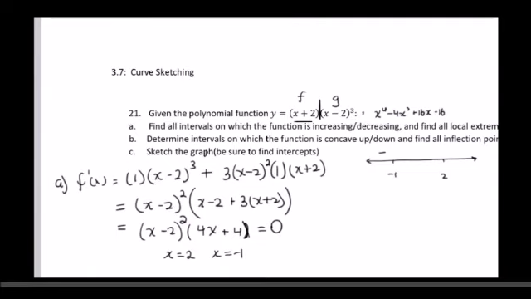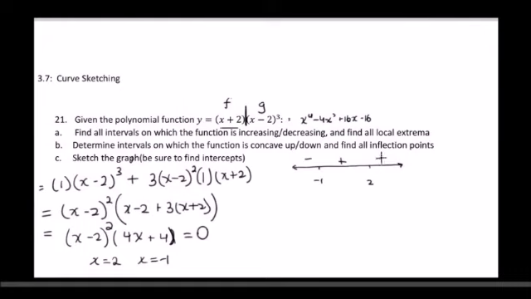So if I plug in a test point in this interval, 0 for example, right there for that x, I'm going to get a positive. Positive times the positive is a positive. And then if I plug in something to the right of 2, like 4, that's also going to come out to be positive there. So positive times a positive is a positive. So it's increasing on both of those intervals. So from -1 to infinity, increasing.